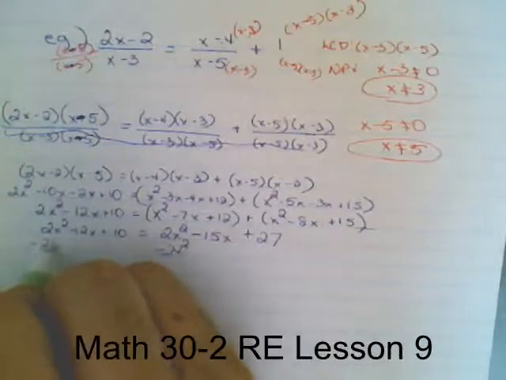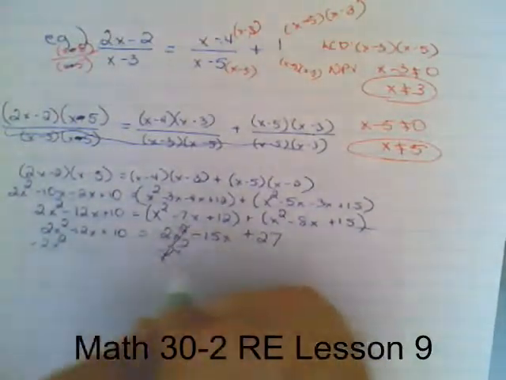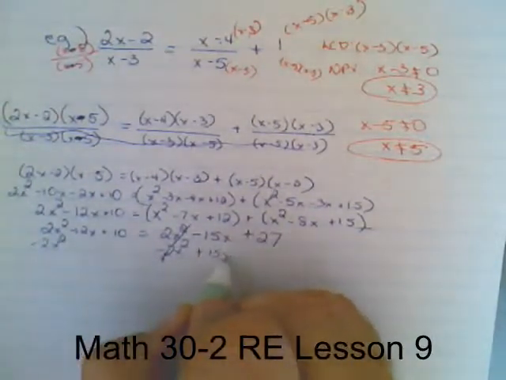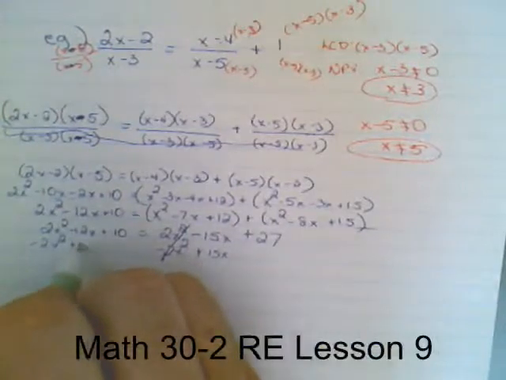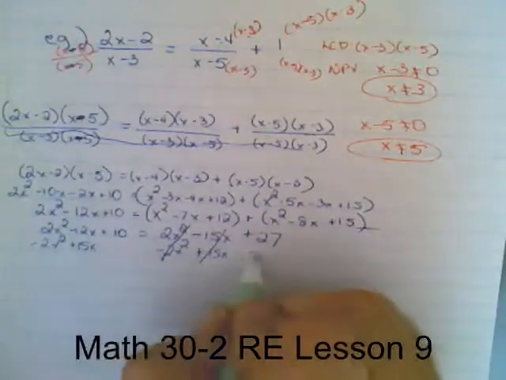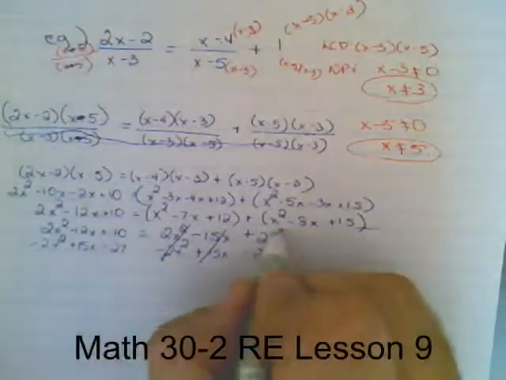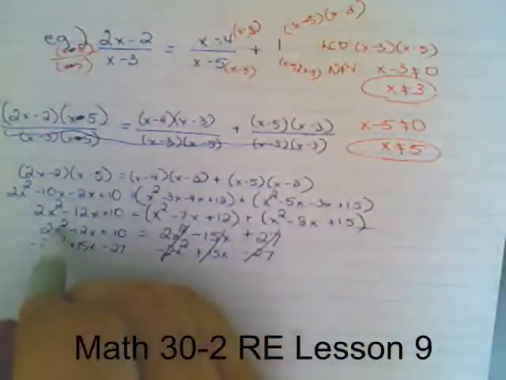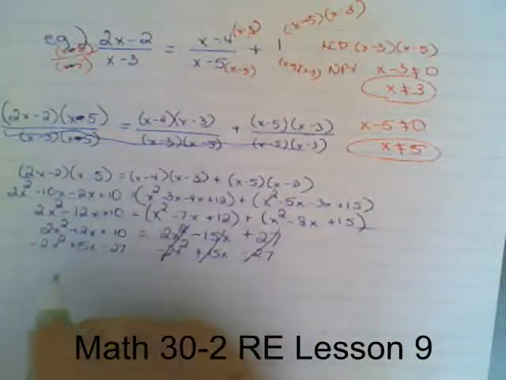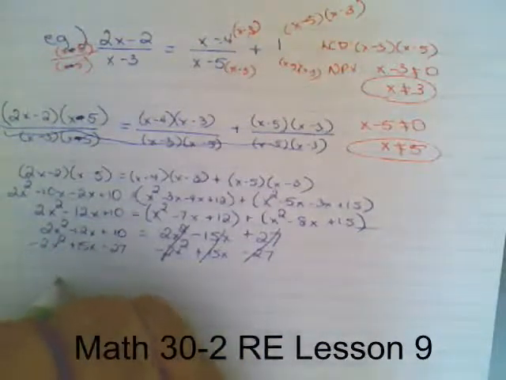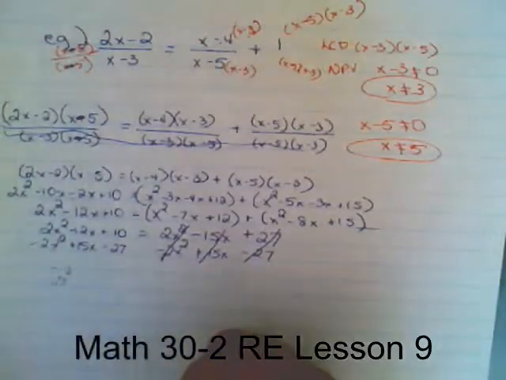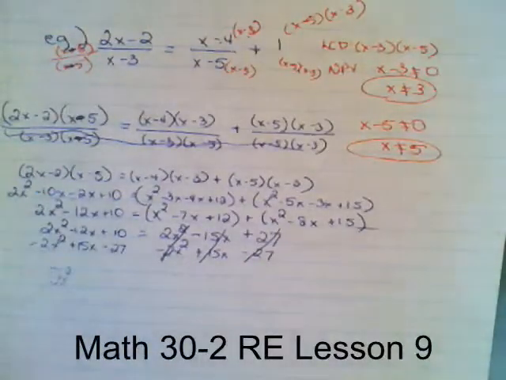So I'm going to subtract the 2x squared. That's going to go. I'm going to add the 15x. That's going to go. I'm going to subtract the 27. That's going to go. And what I'm going to end up with is 2x squared minus 2x squared is 0x squared. So my quadratic canceled out. If it didn't, I'll have a quadratic to solve.